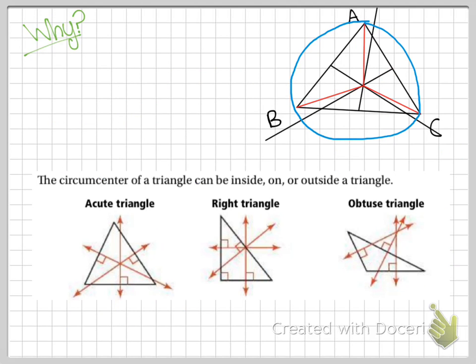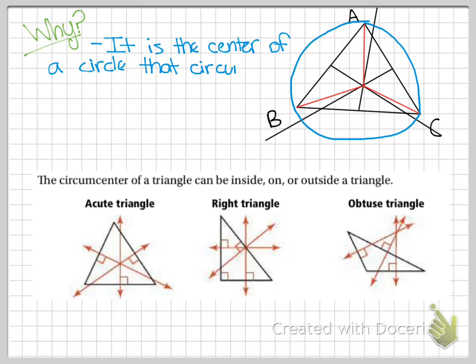So why is it called a circumcenter? Well, it's called a circumcenter because it is the center of a circle that circumscribes the triangle.